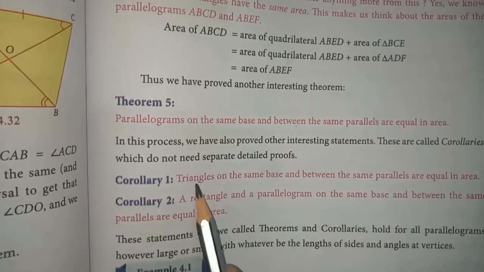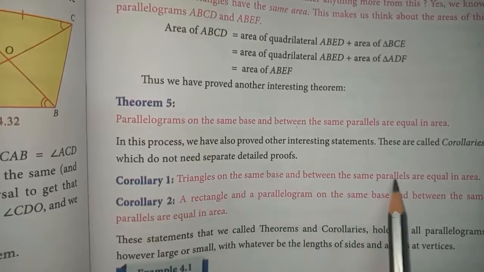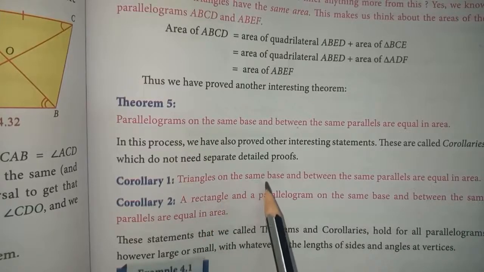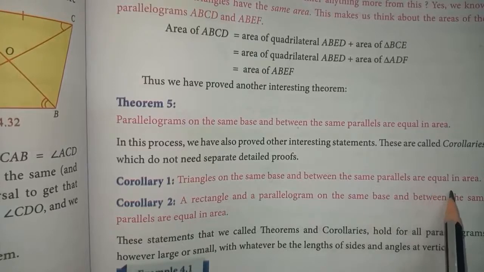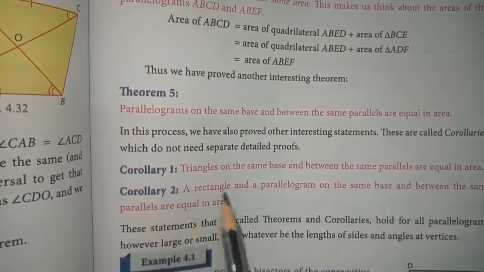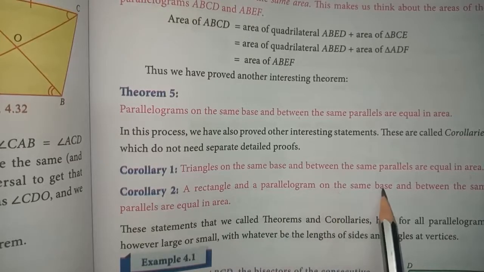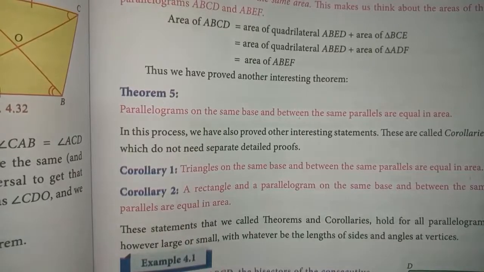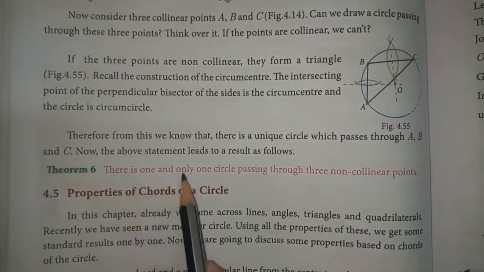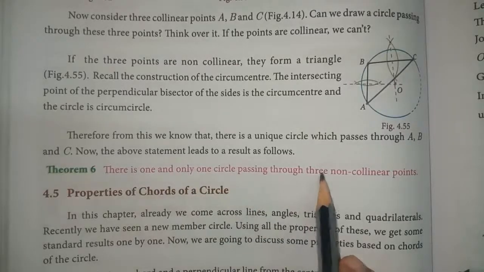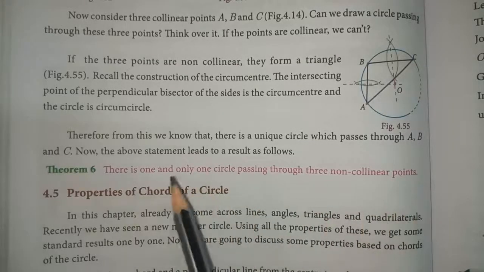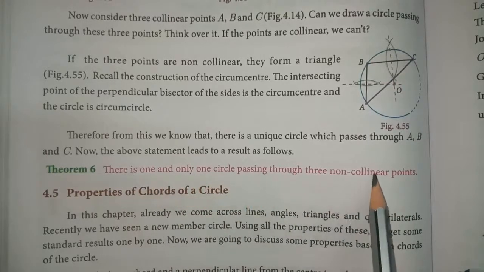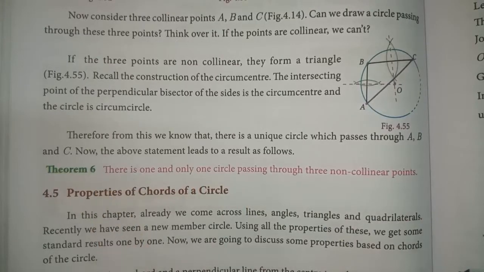Then corollary 1, triangles on the same base and between the same parallels are equal in area. So similarly for parallelograms, triangles having the same base between the same parallels also have equal area. Corollary 2, a rectangle and a parallelogram on the same base and between the same parallels are equal in area. Theorem 6, there is one and only one circle passing through three non-collinear points. This is theorem number 6.